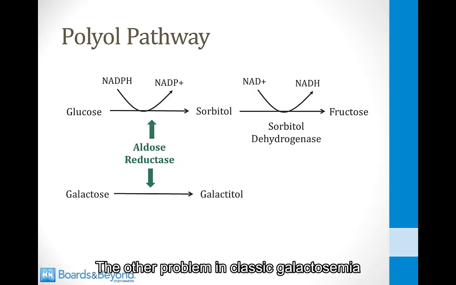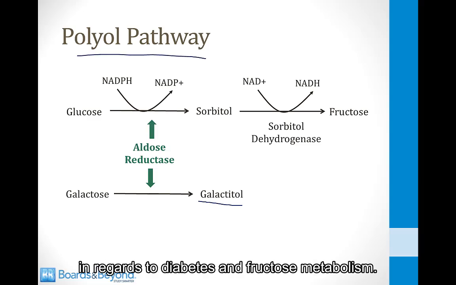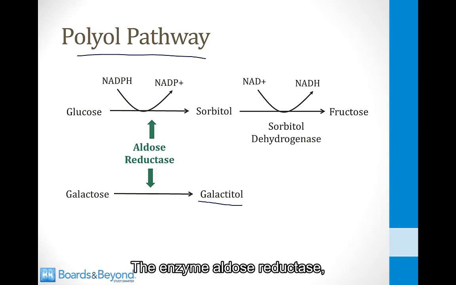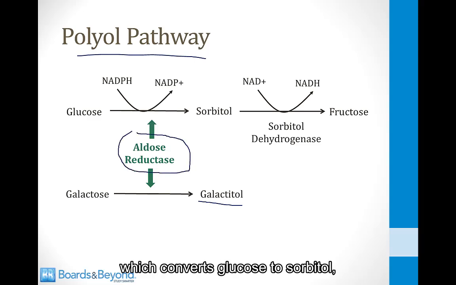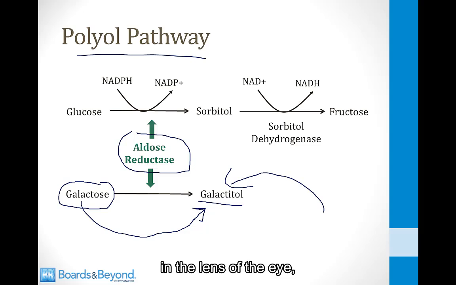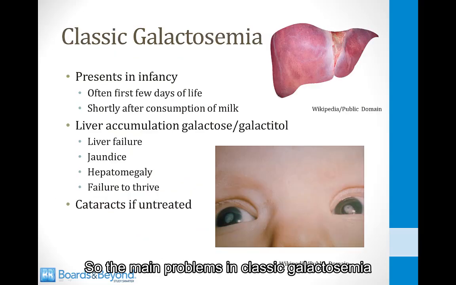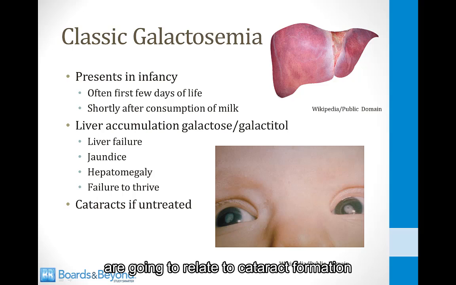The other problem in classic galactosemia has to do with the buildup of galactitol, and this involves the polyol pathway we talked about in regards to diabetes and fructose metabolism. The enzyme aldose reductase, which converts glucose to sorbitol, can also convert galactose to galactitol. So when galactose levels get high in galactosemia, you can have a buildup of galactitol in the lens of the eye, and that can cause cataracts, just like sorbitol can cause cataracts in diabetics. So the main problems in classic galactosemia are going to relate to cataract formation in children and liver dysfunction.